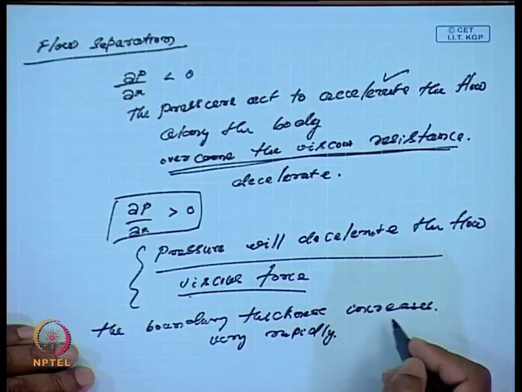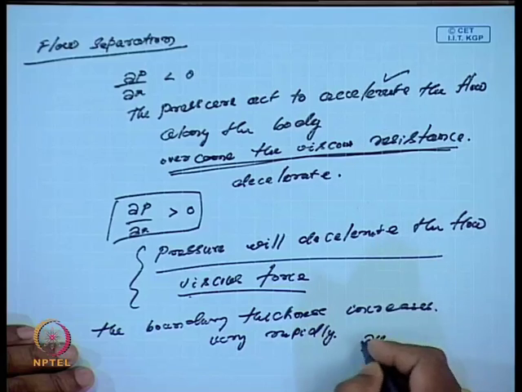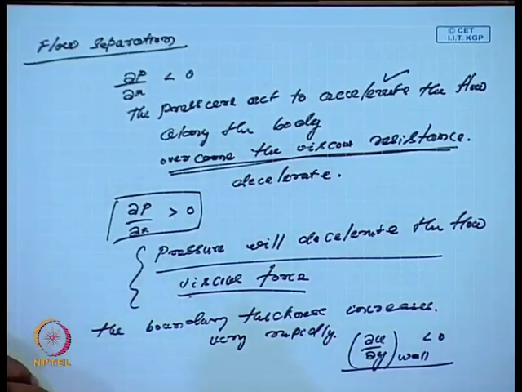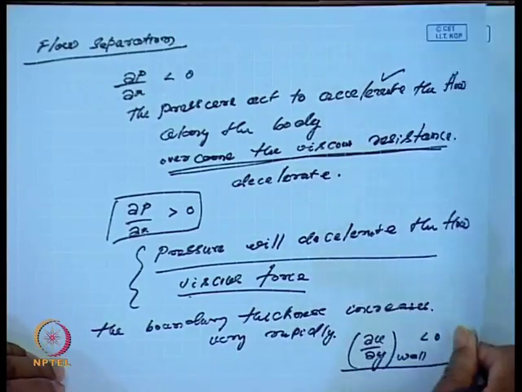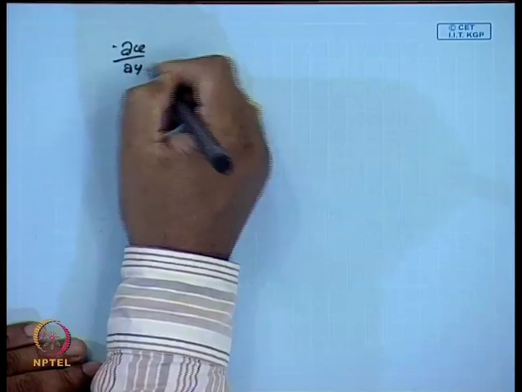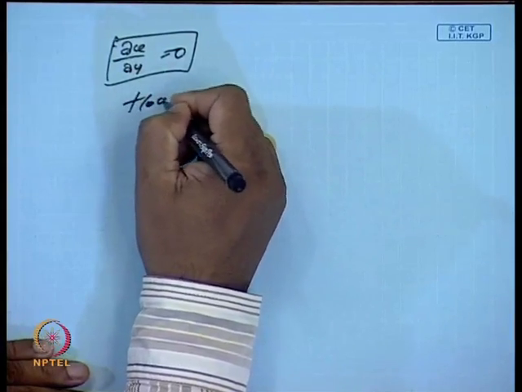In the process, del u by del y near the wall becomes negative. That means the flow decelerates, and there is a point at which the flow comes to a stagnation point. That means there will not be any flow, and flow separation will occur. So, there will be a point when del u by del y becomes 0, and in the process the flow separation will take place.